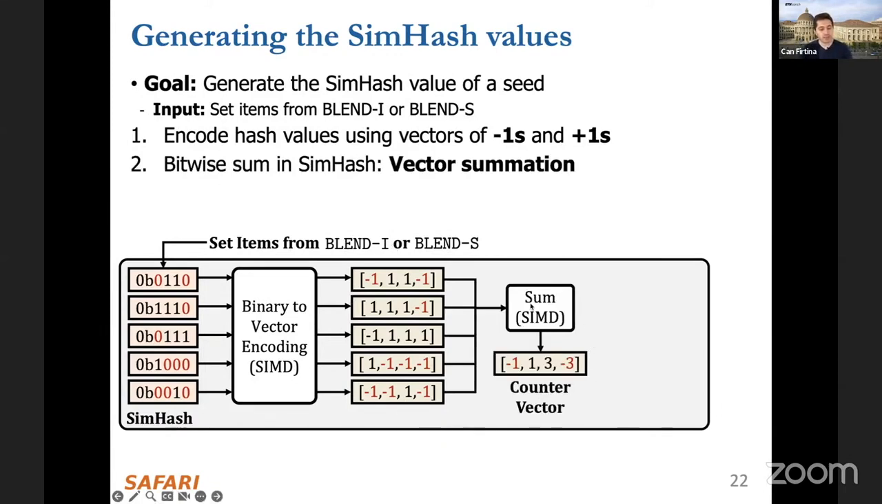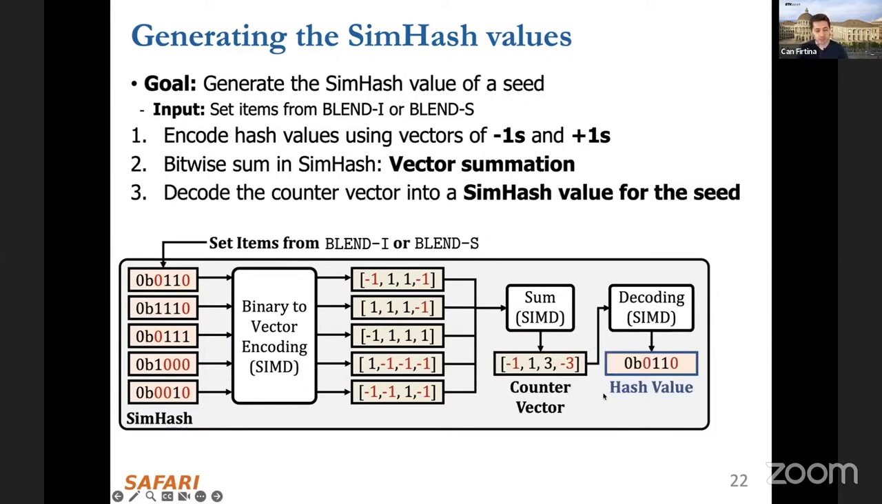We use all these vectors to do a bitwise summation at each position to generate this counter vector, again using SIMD operations. Then by looking at the signs of these values, we do a decoding to generate the sim hash value of a seed. If this is negative, then the corresponding bit position of the hash value would be 0. And if it is positive, then it would be 1.